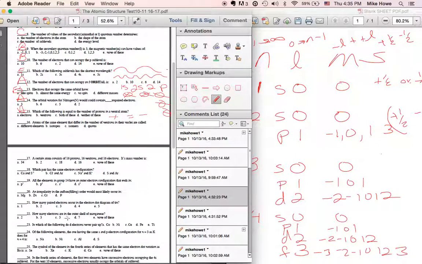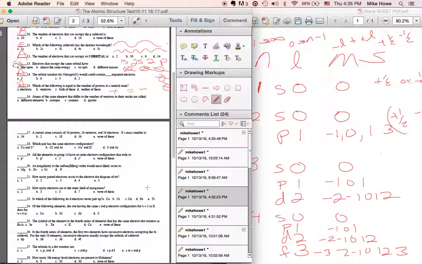Number 16, atoms of the same element that differ in the number of neutrons in their nucleus. Well, remember we had a couple different words. We had ions, we had isotopes. Ions are caused by loss or gain of electrons. So that's how you get charges or charged particles. And those numbers on your periodic table tell you what the charge would be if an atom lost or gained an electron. That's what the charge signs in the upper right-hand corner of your table represent.